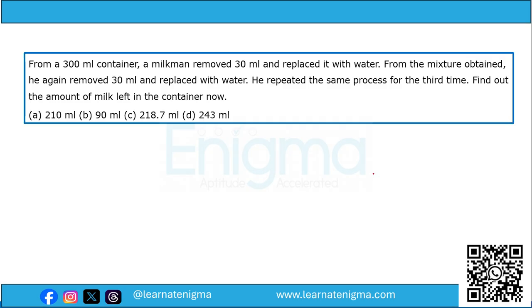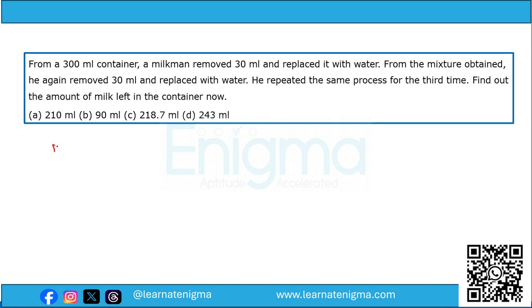From a 300 ml container, a milkman removed 30 ml and replaced it with water. From the mixture obtained, he again removed 30 ml and replaced with water. He repeated the same process for the third time. Find out the amount of milk left in the container now.